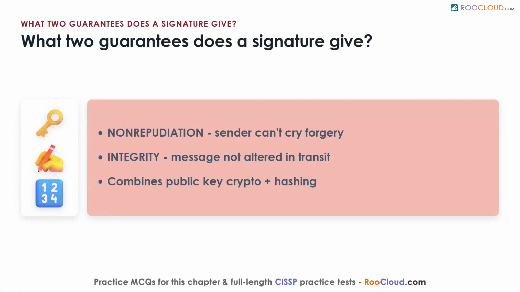So what two guarantees does a digital signature give you? Two things, working together. First, non-repudiation. A signed message assures the recipient it genuinely came from the claimed sender, so that sender cannot later cry forgery. Second, integrity. It proves the message was not altered on its journey, whether by a malicious hand or by simple transmission noise. Notice what a signature combines. It marries public key cryptography with the hashing you just learned, using each for what it does best.